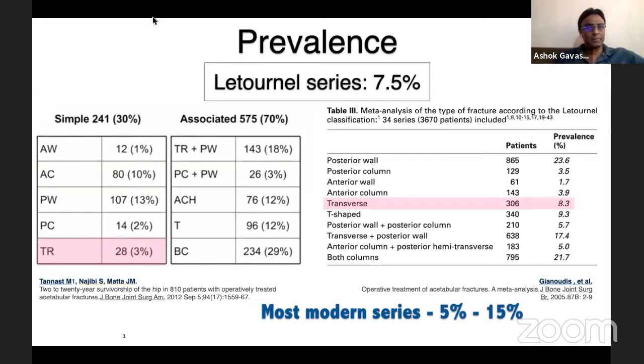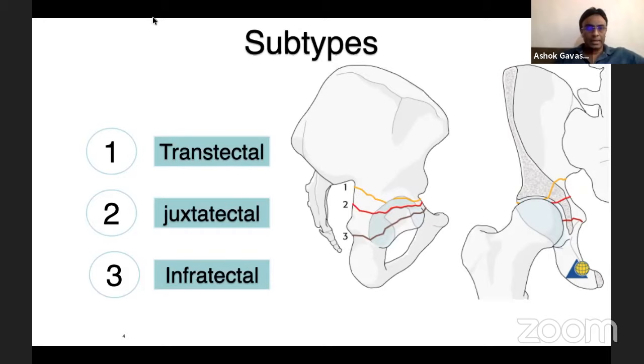If you look at the morphological subtypes, there are three. They are classified depending upon the level at which the fracture line disrupts the acetabular chondral surface. Depending on that, you can have an infratectal fracture, which has a fracture line running through the cotyloid fossa, a juxtatectal fracture, where the fracture line runs on top of the cotyloid fossa, and then the transtectal fracture, which has a fracture line running right through the weight-bearing dome of the acetabulum. And for this reason, a transtectal fracture has a much poorer prognosis if you do not get the reconstruction anatomical.